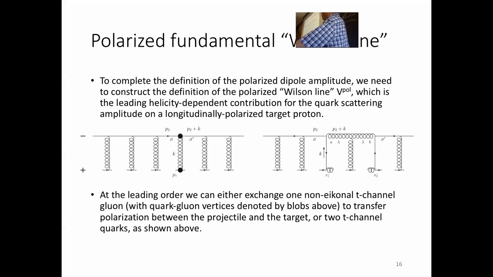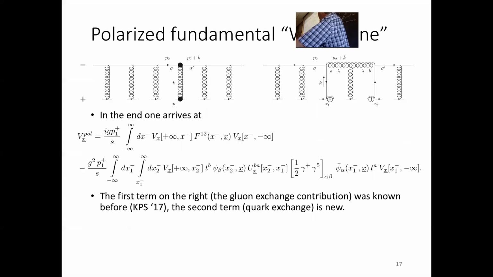Of course, exchanging a gluon is not the only way to transfer spin information. We may have quark exchanges, in which case you actually need two t-channel quark exchanges. So you have a quark which comes in, exchanges a quark with the target and becomes a gluon, and then gains another quark from the target and becomes a quark again. Okay? So you have to calculate these processes, concentrating on helicity-dependent terms, and shoving a lot of calculations under the rug, we arrive at this object here.